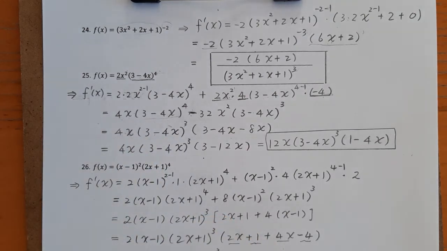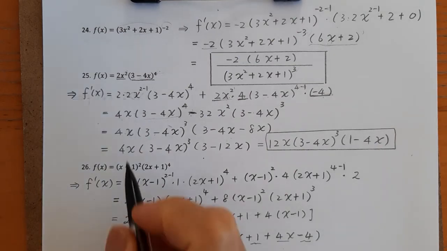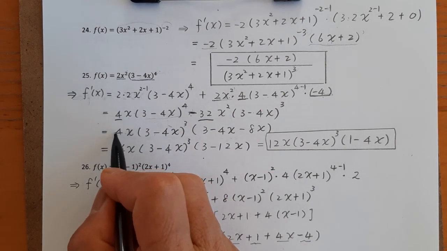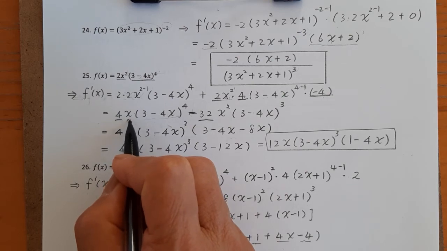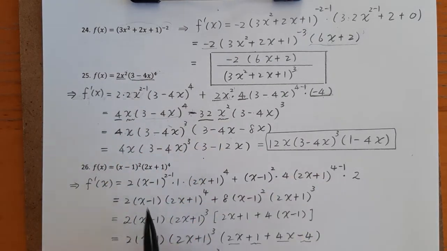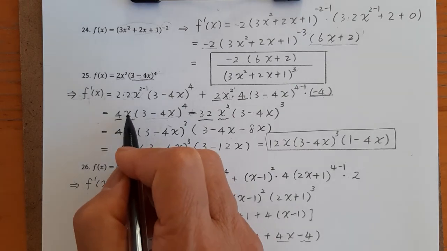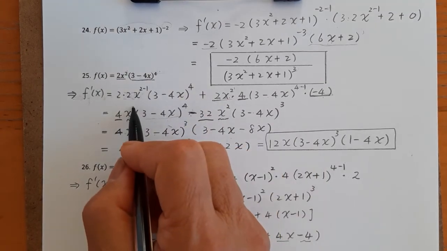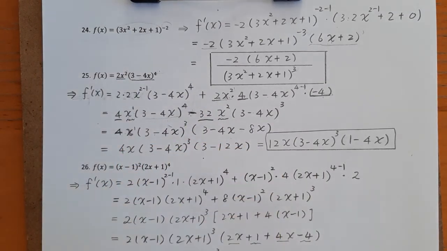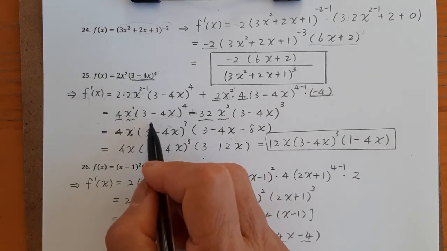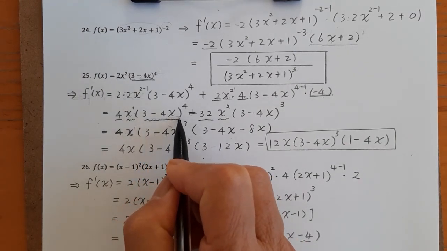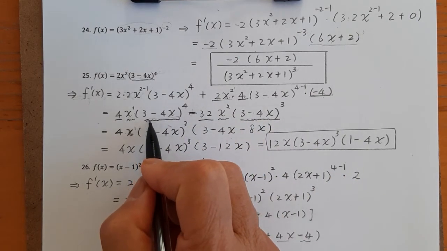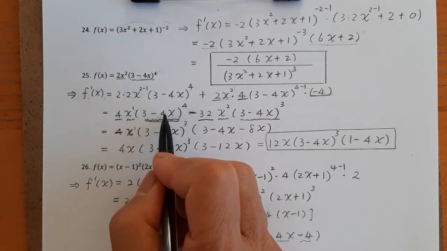Common factor, factor out the greatest common factor. 4 and 32, the common factor is 4, factor out. x and x squared, the common factor is x. We compare x and x squared, 1 and 2, the lowest exponent is x to the power 1, factor out. And this 3 minus 4x to the power 4 and 3 minus 4x to the power 3 have the same base, 3 minus 4x.